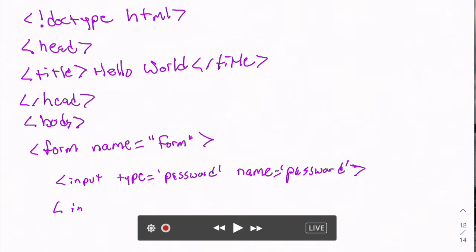And then we have an input type equals submit. Name equals submit. Value equals submit.